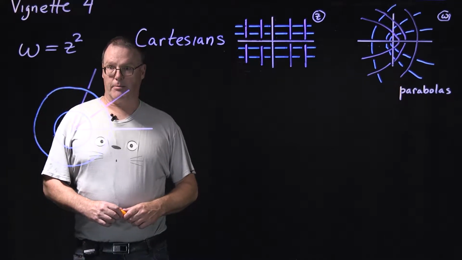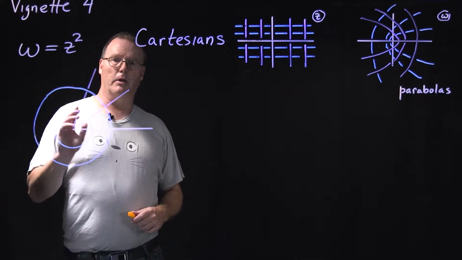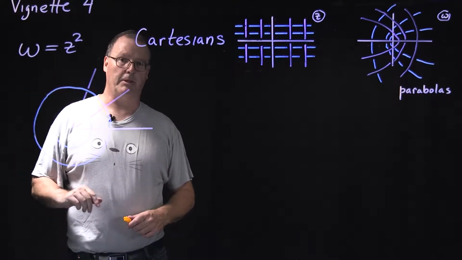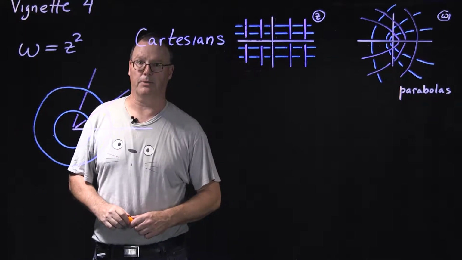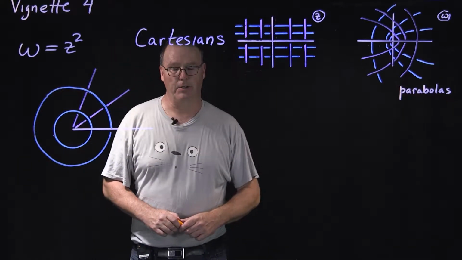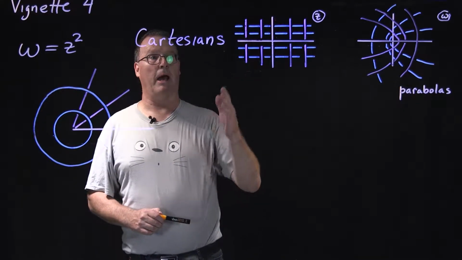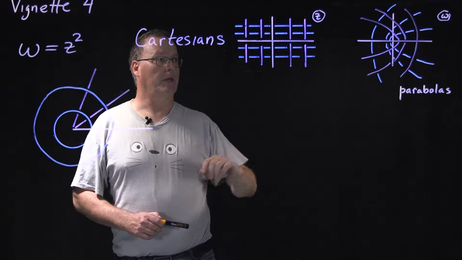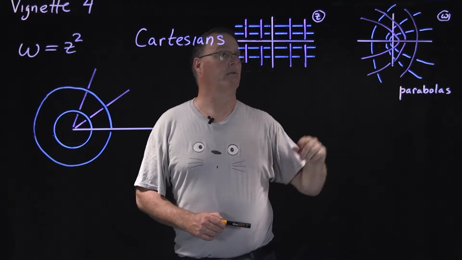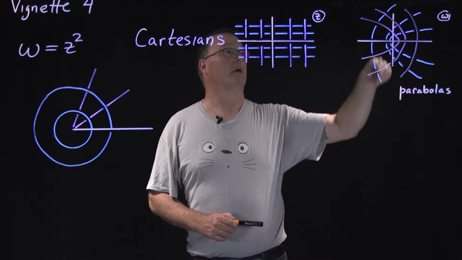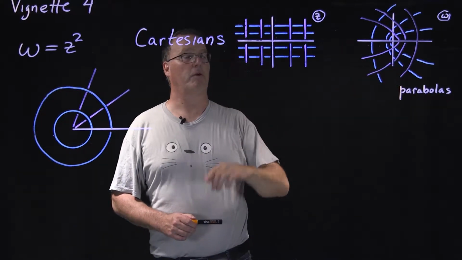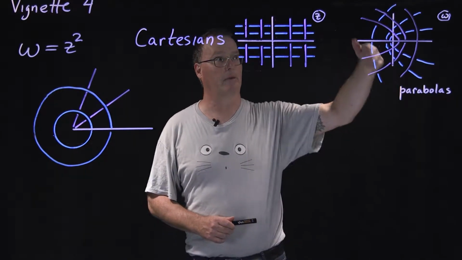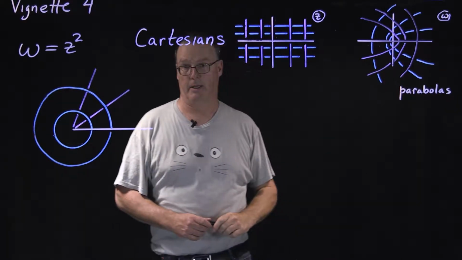So today I'm going to talk about a simpler problem. I'm going to look at the map from z to w given by w equals z squared. In Cartesian coordinates, if we map vertical lines in the z plane, we get parabolas in the w plane, parabolas that go this way. And if we map horizontal lines in the z plane, then we get parabolas that go the other way.